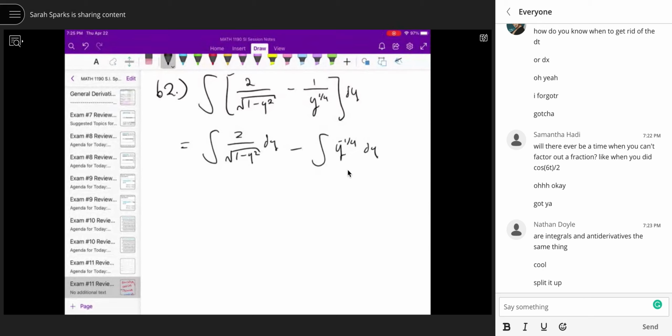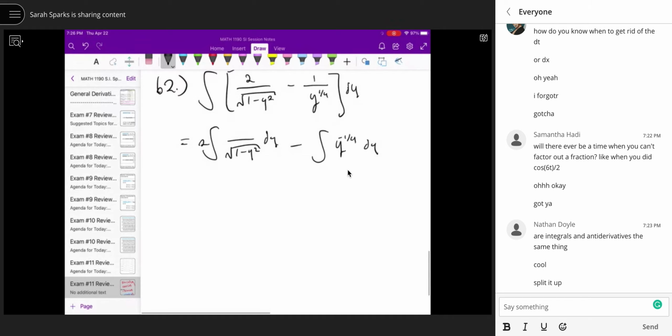I did that because it'll be a lot easier to use our, I guess, reverse power rule, or power rule, whatever you want to call it, whenever we solve for that integral. Then we could also just bring this 2 on the outside, right? You don't have to, but it's there, right? Then we just have to have 1 on the inside.